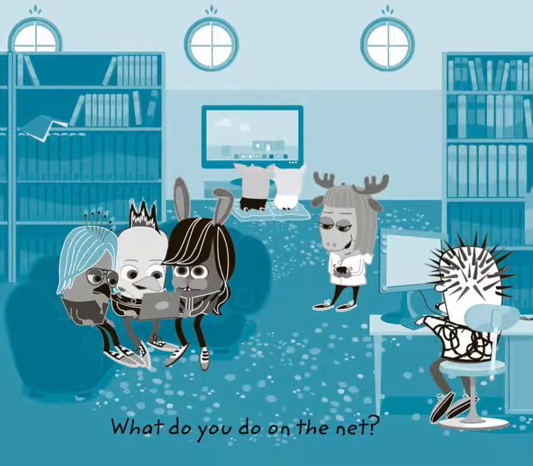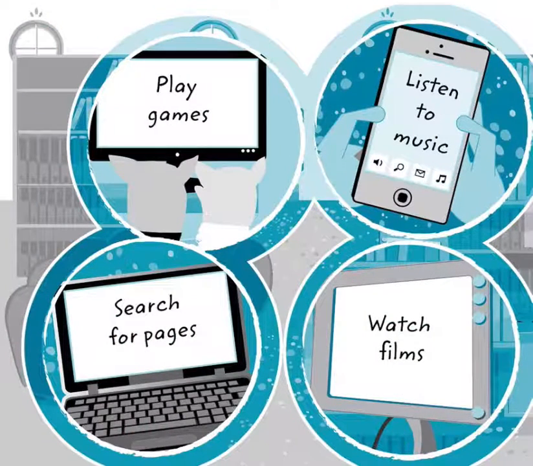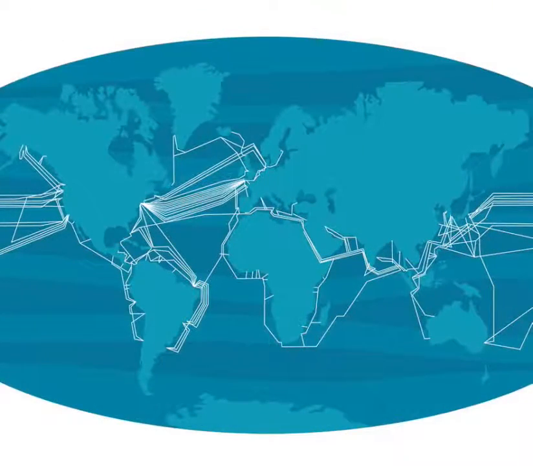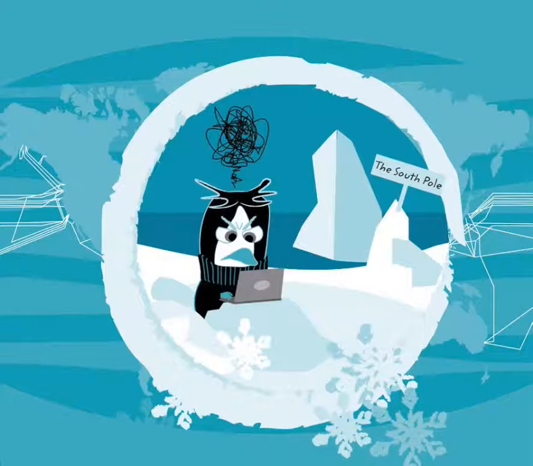How do you use the internet? What do you do on the net? Where is the internet? You have the internet, for example, in your computer, mobile, and your tablet, of course. You can play games, listen to music, search for pages, and watch films. But really, the internet is the world's largest network of computers and exists all over the planet. Except in some remote places. For example, the South Pole.